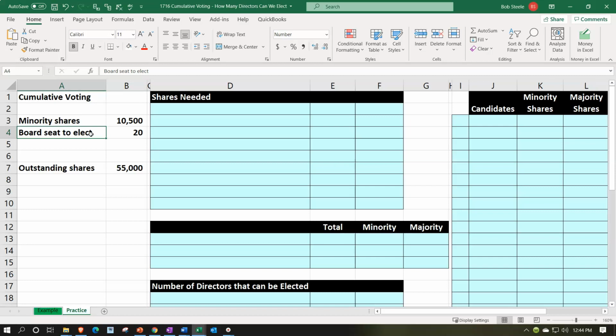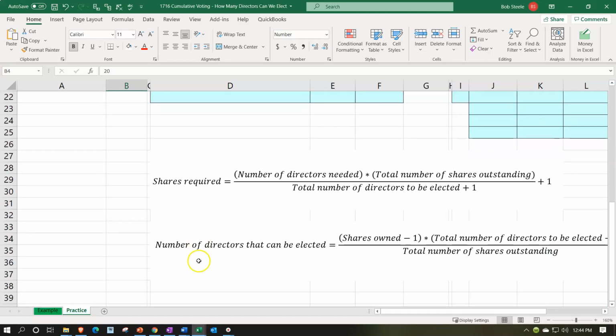So if this is what we have, the minority shares are going to be the 10,500, the board seats to elect are 20 people, and there are 55,000 shares outstanding. So our question is, well, if we have the 10,500 shares, how many of these 20 seats can we elect if we use a strategic electing strategy? This would be the second formula down below, the number of directors that can be elected, but I'm going to plug it into the worksheet that we used for the first formula just to see how they're related mathematically.